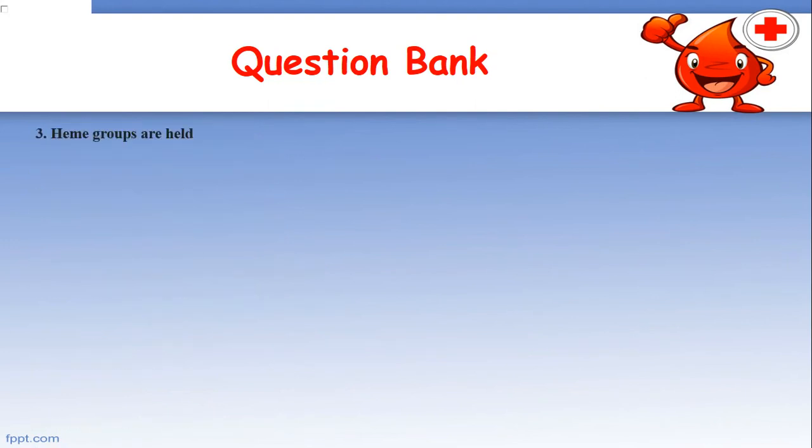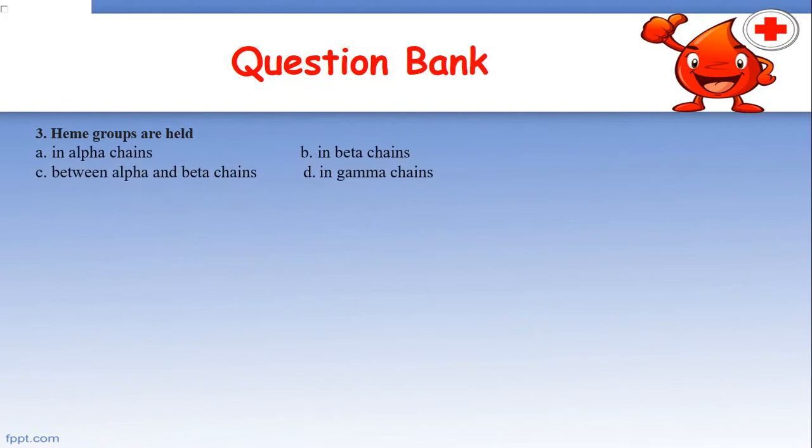Next one is, heme groups are held, options are: in alpha chains, in beta chains, between alpha and beta chains, and in gamma chains? The answer is A and B. It means in alpha chains and in beta chains.